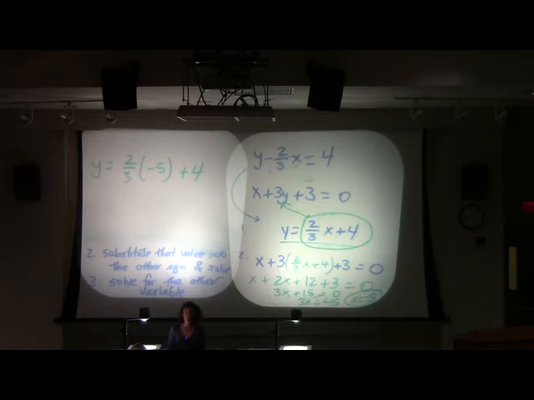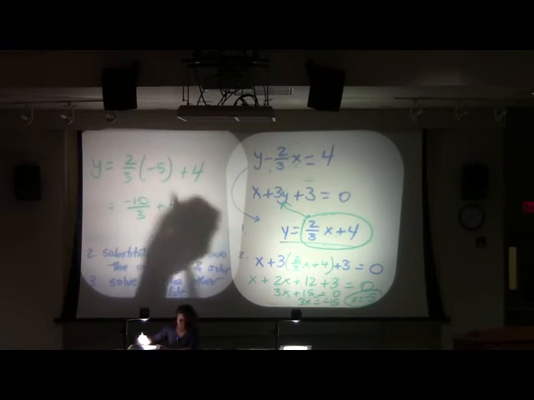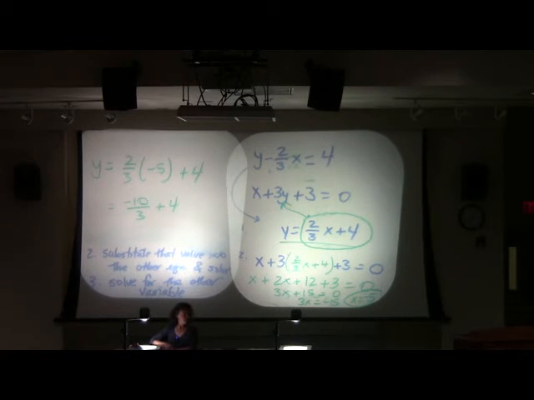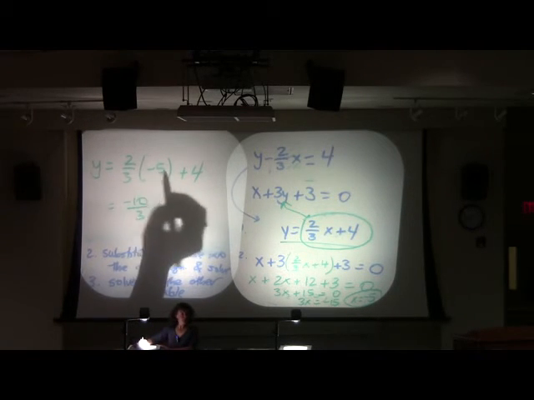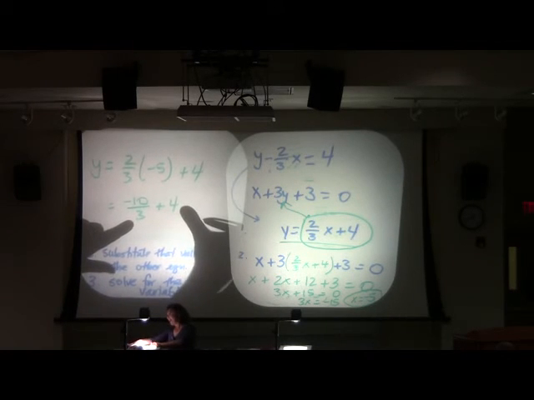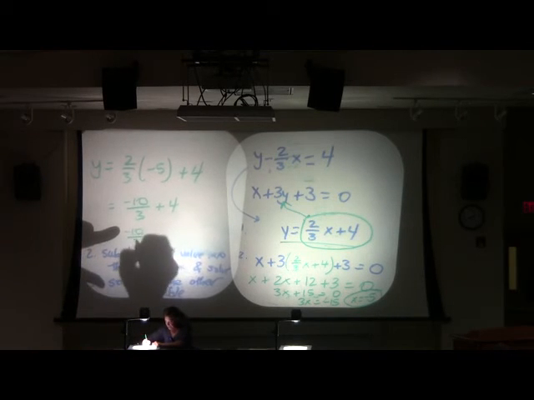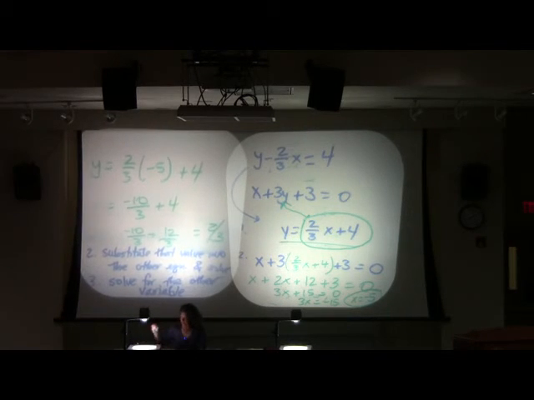Is this yucky? A little. So don't you get negative 10/3 plus 4? Can we solve this? Right? 2/3 times negative 5. You guys all okay with multiplying fractions? Hello? Anybody there? Okay. What do you need in order to add two fractions? Common denominator. You get negative 10/3. Isn't 4 the same as 12/3? So we get 2/3.